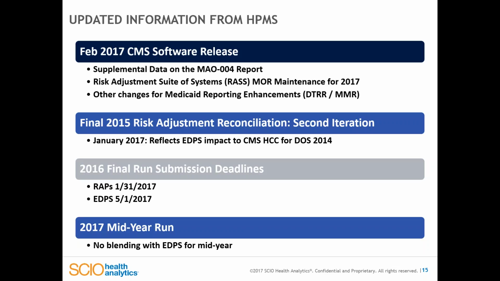We also have, as we mentioned earlier, the final 15 risk adjustment, the second iteration, which reflects the EDPS impact for dates of service in 14, is out with the January 2017 MMR. Final run submission dates, no changes on the RAPs. They're still January 31st every year, but EDPS for the same date of service year has been moved to May 1st, and we think that that will be the date for the next few upcoming years. The mid-year run, as we mentioned earlier, no blending for EDPS for mid-year with 17. It will be included in the final.